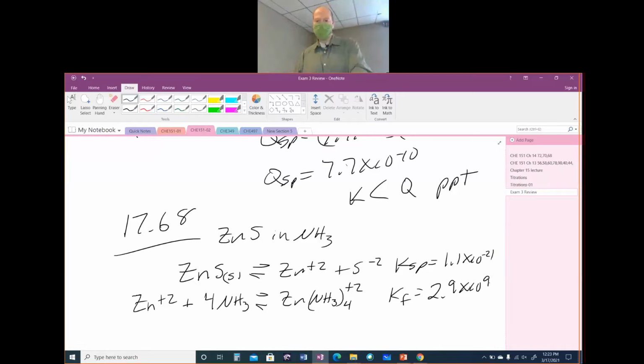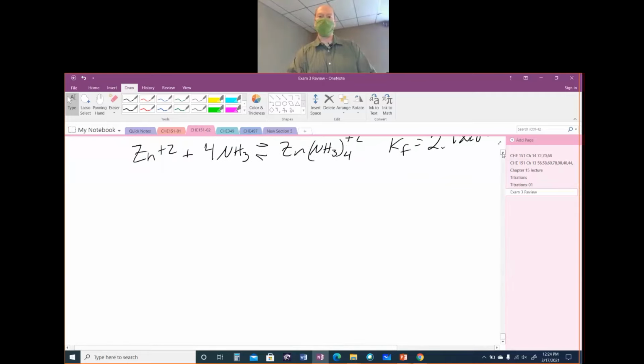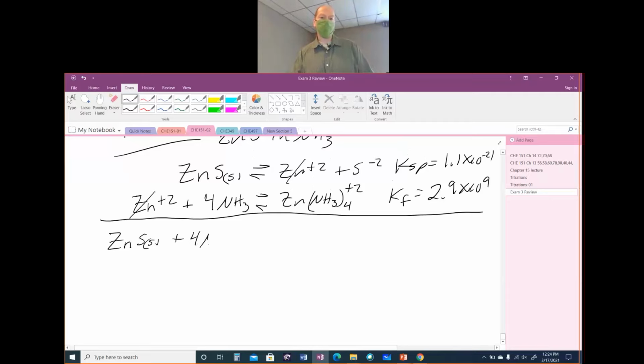All right, so in order to do this problem, you have to add these two reactions. And you have to remember that when you add reactions, you multiply the K values. So when you add these two reactions, you see that the zinc plus 2 is subtracted on both sides. So you have your zinc sulfide solid with your 4 NH3s yielding your Zn(NH3)4 plus 2 and S minus 2.